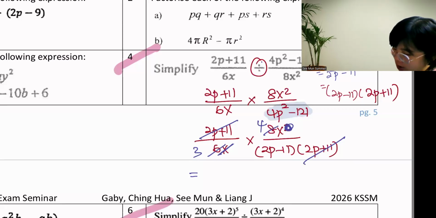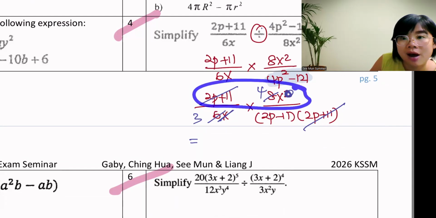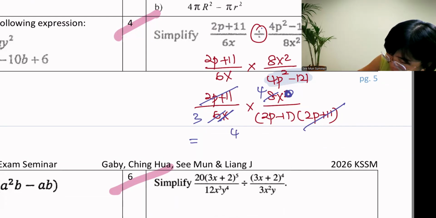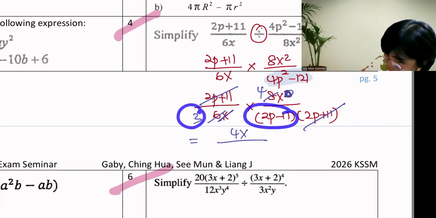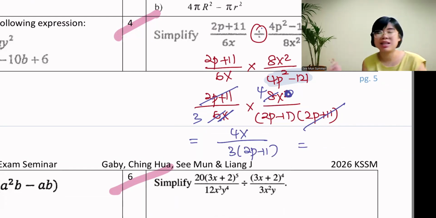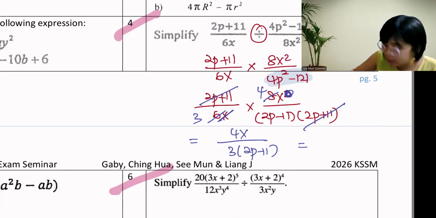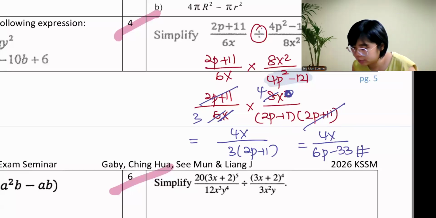So last but not least, what else left on top? On top, I have only 4x, correct? So on top, I write 4x. And then below, I have 3 and 2p minus 11. Okay? Yeah. You can stop here, but I prefer not because normally the final answer better don't keep a bracket. So I times in, I expand. So it will become 6p minus 33. So this is my answer. Boleh?